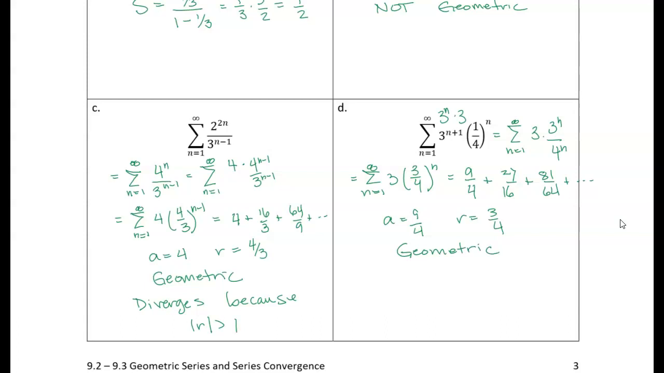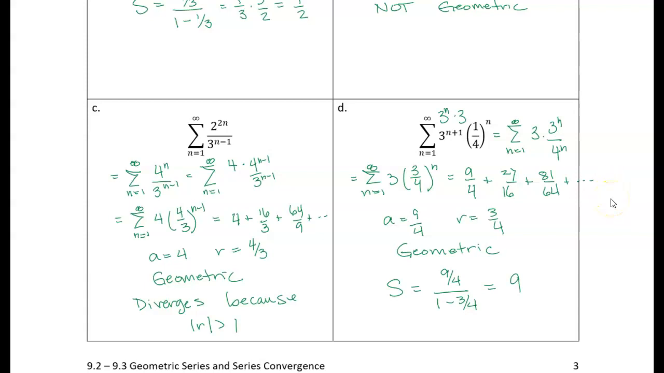And is the sum going to converge? Well, my r value is less than 1. So yeah, and so I can write the sum is equal to 9/4 over 1 minus r, so 1 minus 3/4. 1 minus 3/4 is 1/4. Reciprocal of that is 4. So essentially it's 9/4 times 4, which is just going to be 9. So there you go. We have the sum of an infinite geometric series.